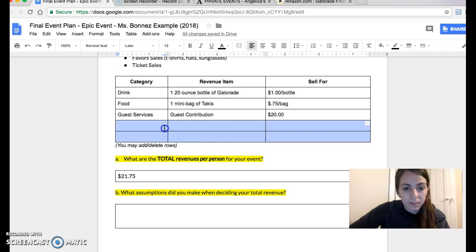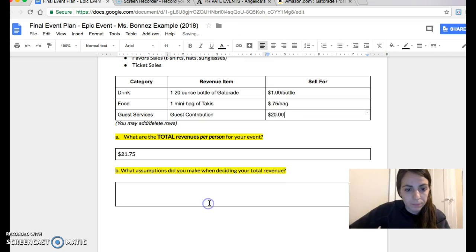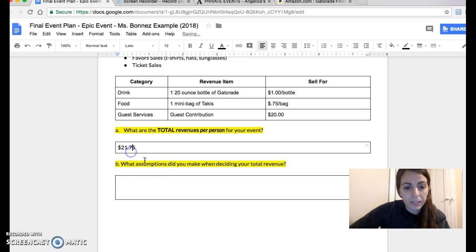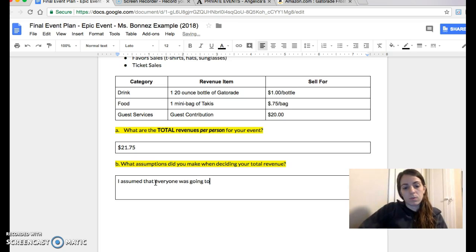And again, just keep in mind, if you're not using these rows, please delete them. You don't need them if you're not going to fill them in. All right, you can even get rid of this little comment. Okay, clean it up, please. Letter B, what assumptions did I make? I assumed that everyone was going to buy a food and drink item as well as chip in $20 for the party.